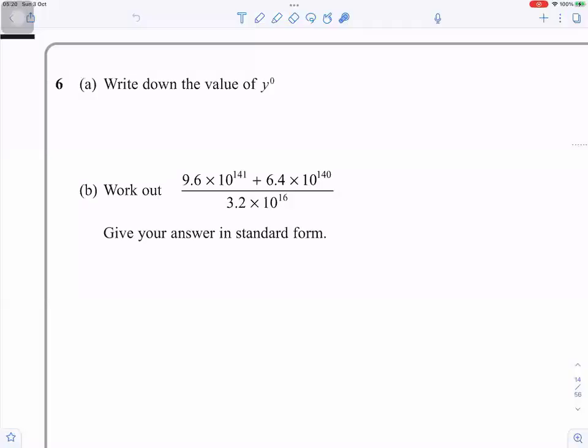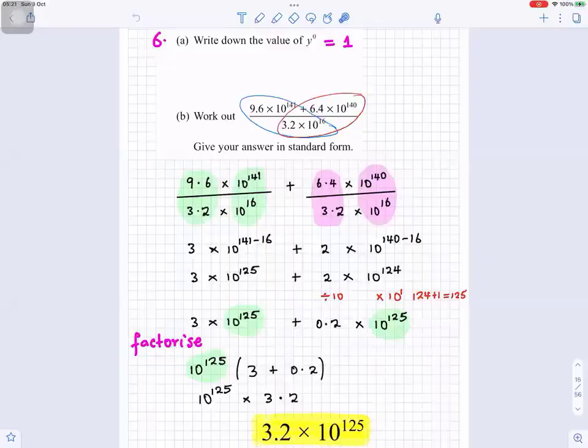Question number 6. Write down the value of y to the power 0. And question 6b, work out 9.6 times 10 to the 141 plus 6.4 times 10 to the 140, divided by 3.2 times 10 to the 16. Give your answer in standard form. The value of y to the power 0 is equal to 1.